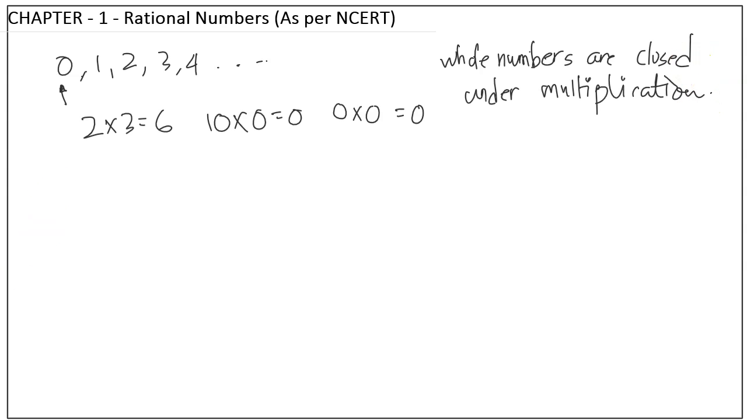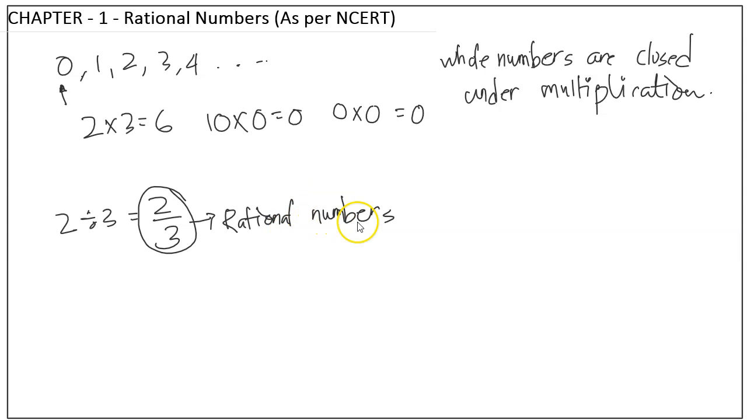Division, you know, right? Last time also we took the same example: 2 divided by 3 becomes 2 by 3, or 2 upon 3, and 2 upon 3 is actually a rational number, but it is not a whole number. So what does that mean? That means that whole numbers are not closed under division, right? Because when we divide two numbers, we are not always getting another whole number, we are getting a rational number. Yes, there are cases where we get a whole number, but there are also cases where we do not.